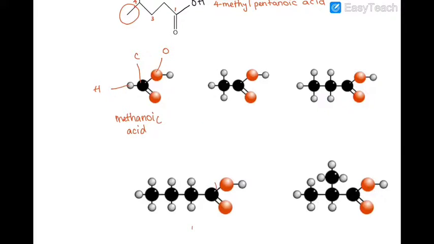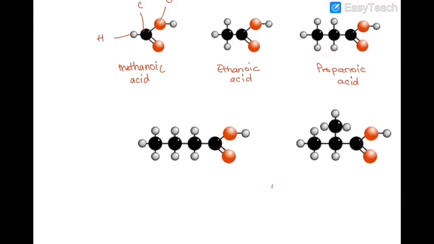This one, the second one, has 2 carbons, COOH, so 2 carbons. This is ethanoic acid. The third one has 1, 2, 3 carbons, OOH, so this is propanoic acid here. And then the fourth one here, you have 1, 2, 3, 4, OOH, so this is butanoic acid.